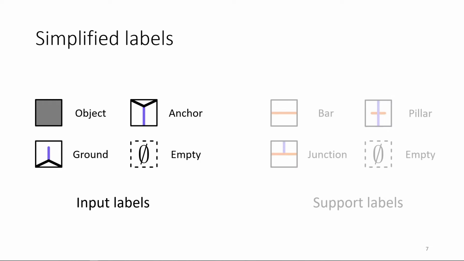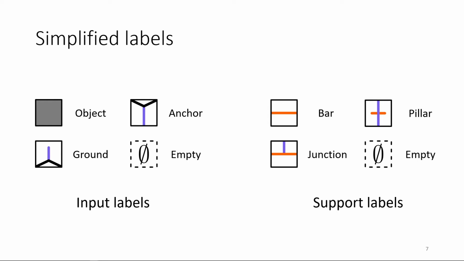A voxel in the generated support structures can be, as shown on the right, a part of a horizontal bar, a part of a vertical pillar, a junction between a bar and a pillar, or just empty. The empty label appears on both sides and can be provided as an input, but also can be generated by the algorithm. In reality, we have many more support labels than these.